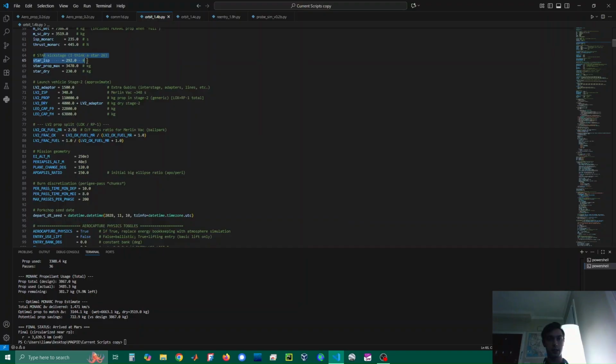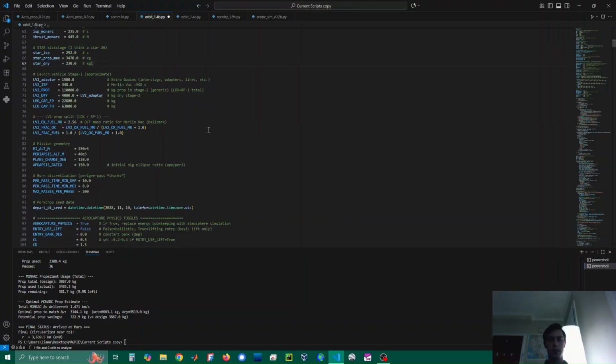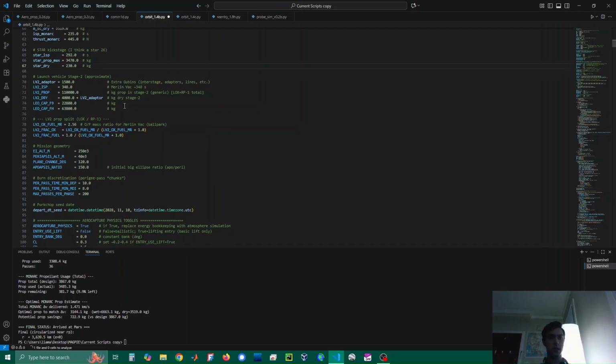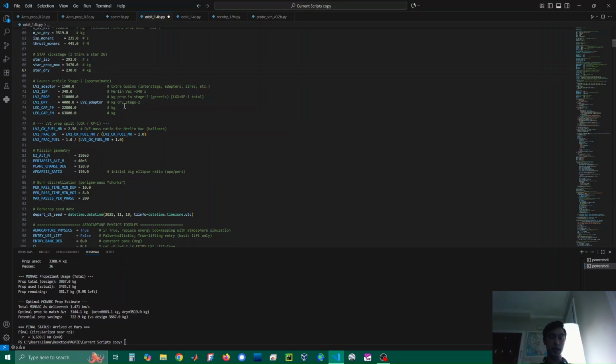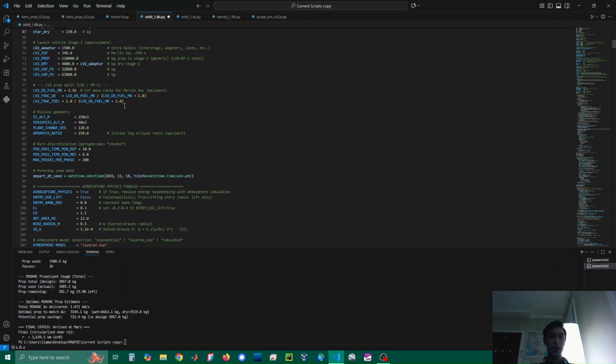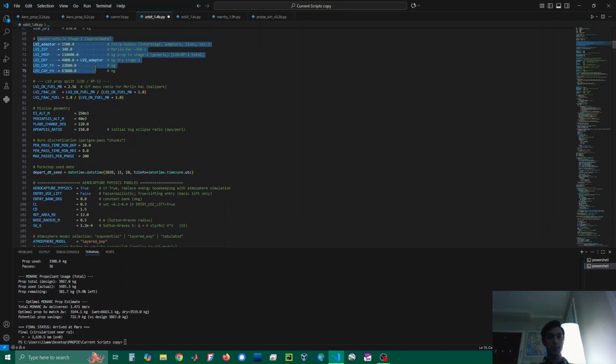This is a generic kick stage. I believe it's a Star 26 that I base that off of. It doesn't really matter because I don't use it. And then we've got some launch vehicle second stage. So this is to determine our extra gubbins, our mass, and things like that about our second stage to determine how much fuel is left and how much we can actually use.